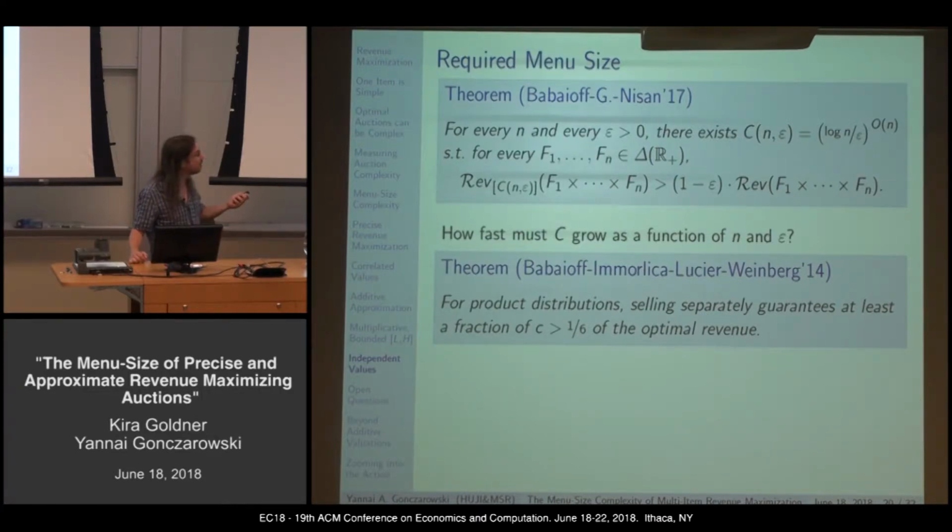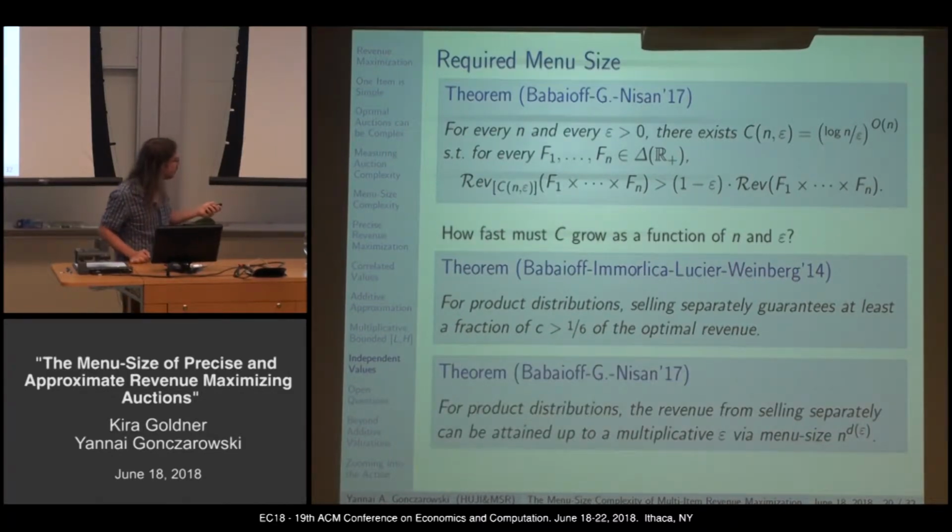But we want something more than that because we already know that exponential is going to give you 99% of the optimal revenue. So here's a theorem, also from our 2017 paper. For product distributions, the revenue from selling separately can be attained up to a multiplicative epsilon via menu size polynomial in n. So for example, for epsilon equals 1%, getting 99% of the revenue of selling separately, you could do using menu size polynomial in n.